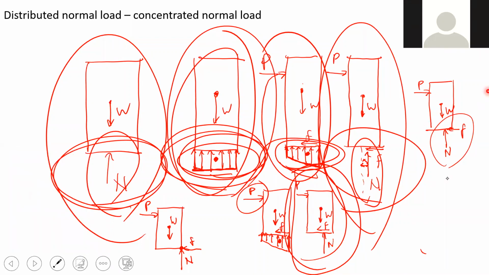Wait, sir, what about the top and bottom drawing, the one at the end, on the edge of the block? This one is the condition when tipping is about to happen. So that's the limit. When the normal force and friction force happen exactly at the edge, that's the limit. It can't go beyond that. If it goes beyond that, it means that tipping is already happening.